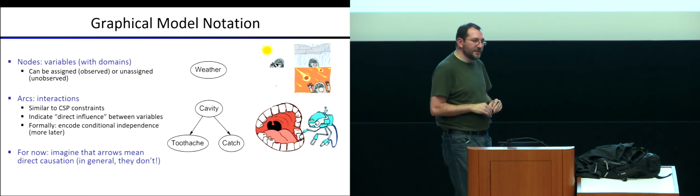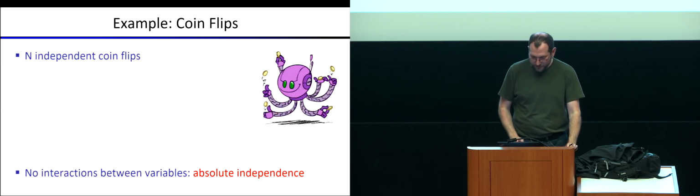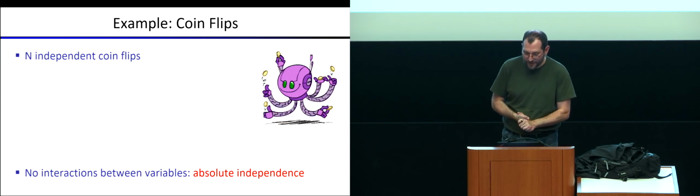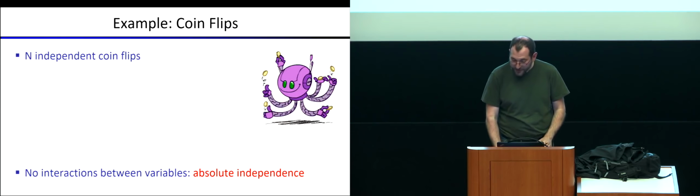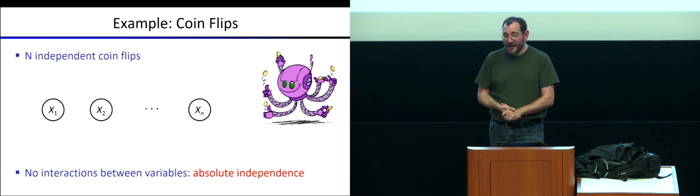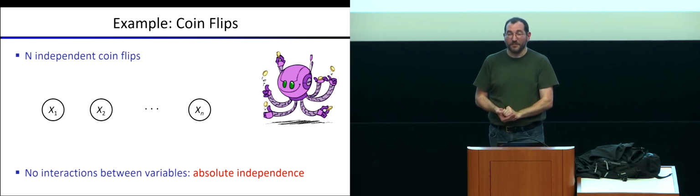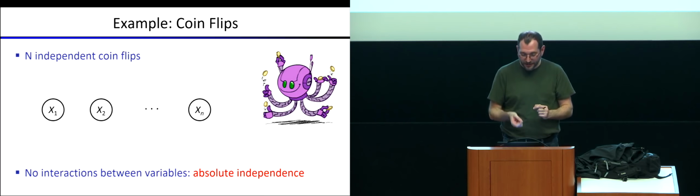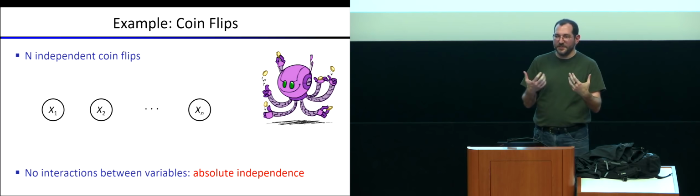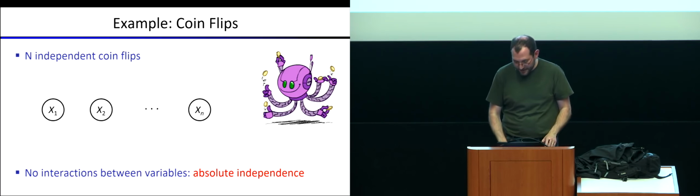Okay, let's see some examples of Bayes nets. First one, back to our independent coin flips. With no interactions between the variables, we're going to have absolute independence. The Bayes net that corresponds to that will be a bunch of variables with no arrows between them. As we'll see later, disconnected things in the network, just like in CSPs, correspond to independent subproblems, and here that means absolute independence.